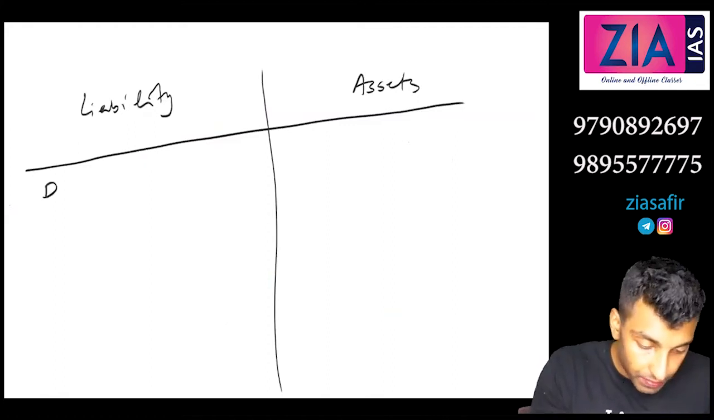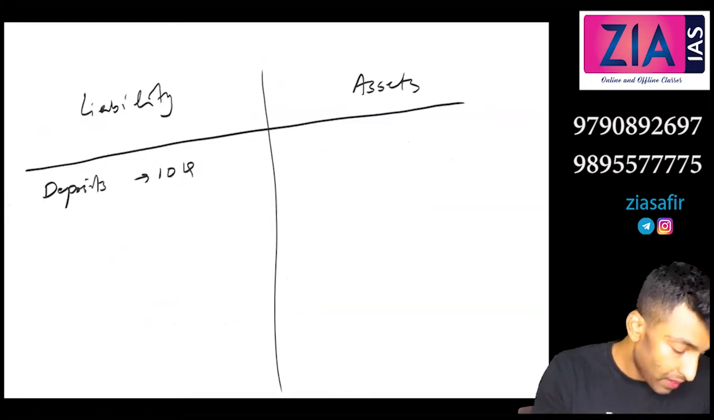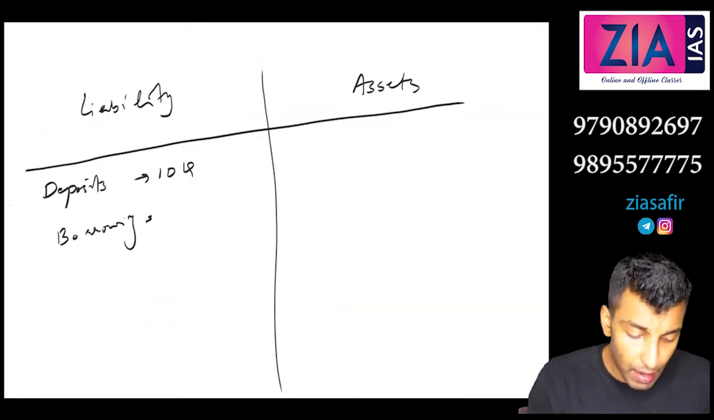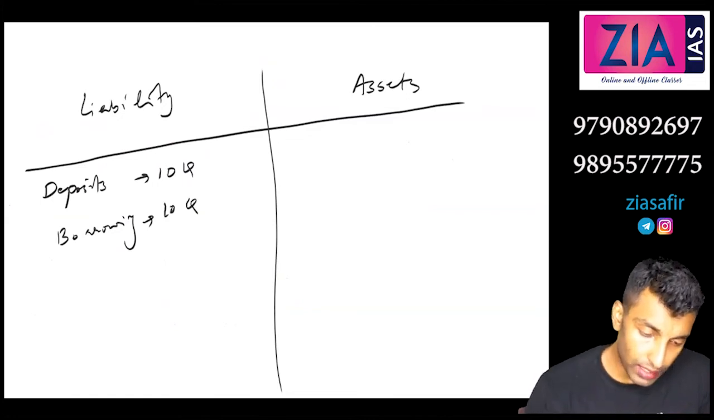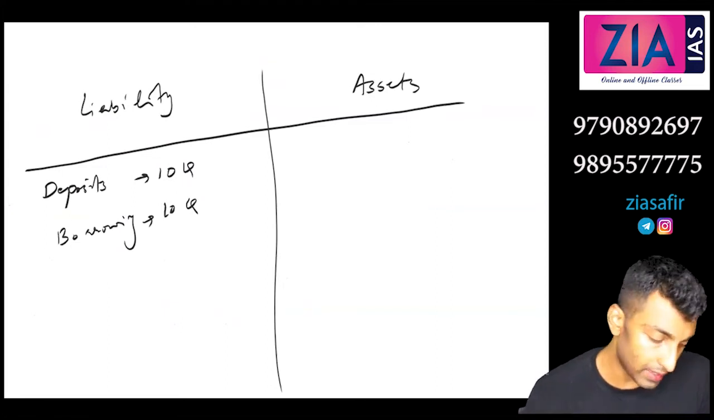So this is the balance sheet of a bank. Okay, let's say deposits is 10 crore. Okay, so borrowings. This borrowings means it can be from RBI or any other source. Okay, let's say this is 10 crore. So these deposits are the main liability of the bank. Okay, then what is the main asset of the bank?